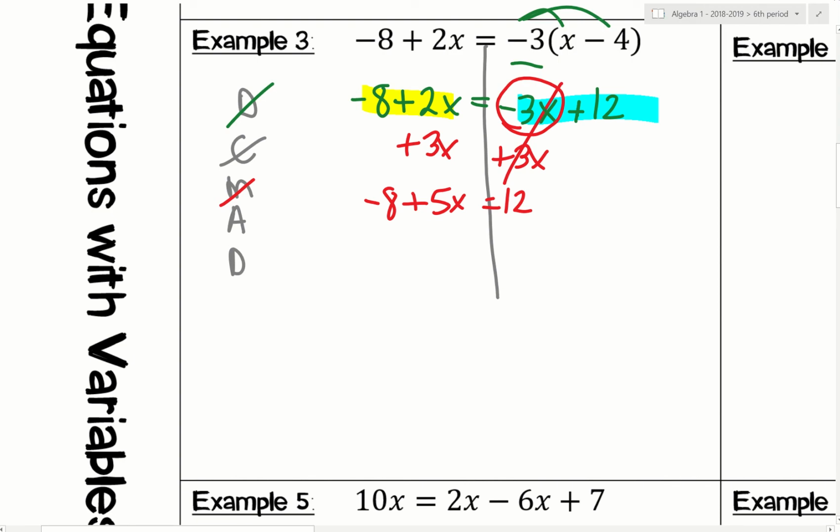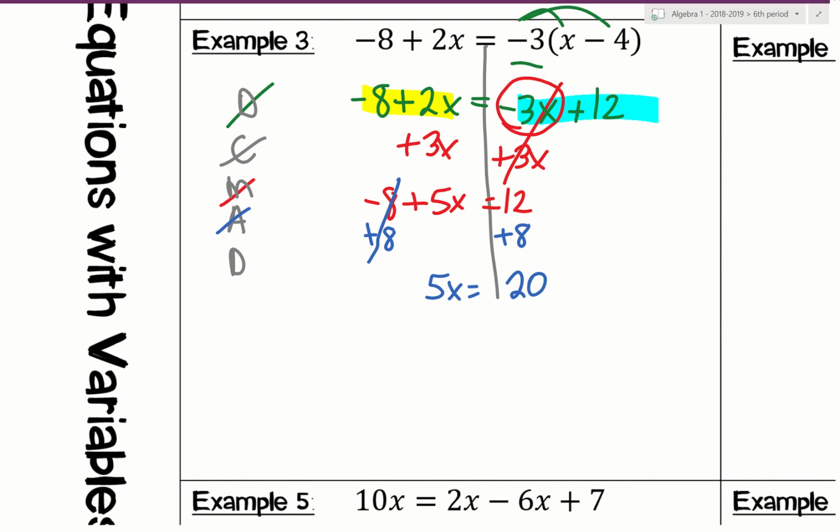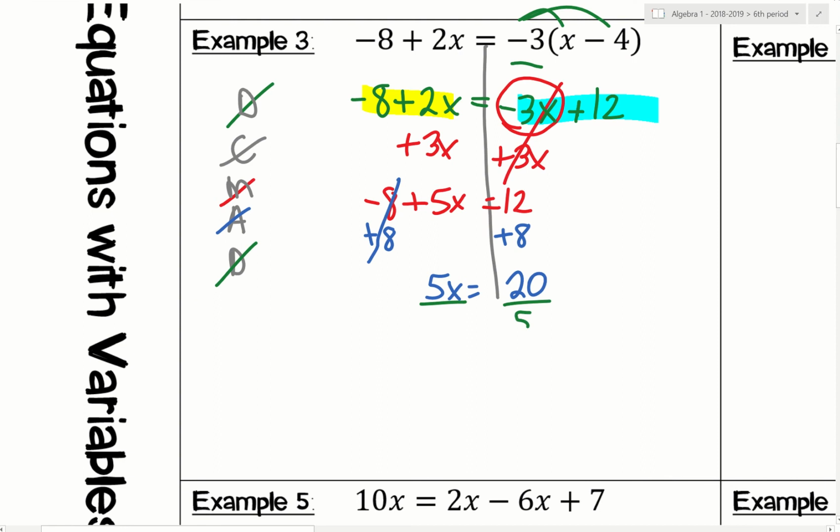Okay. So now how do I get rid of that negative 8? Plus 8. Okay. So what I'm going to do is cancel that 8 on the left side. And I've got 5x equals, what's 12 plus 8? 20. And my last step is to divide by that leading coefficient. What's that leading coefficient? 5. So what is my answer? 4. X equals 4. We good with that?